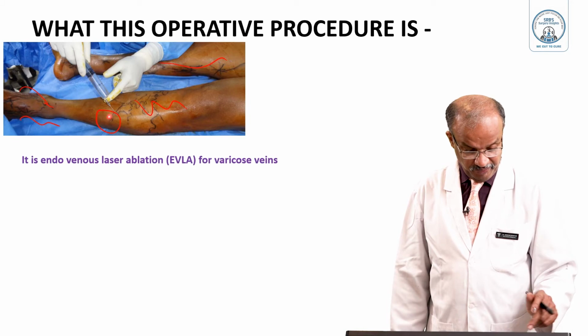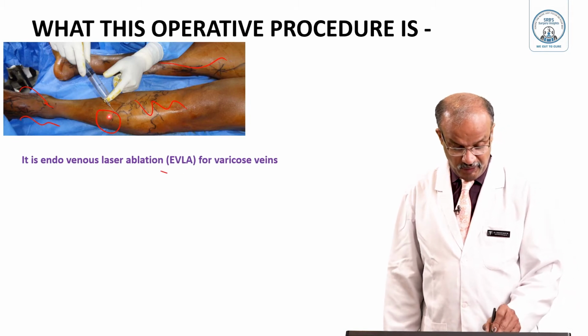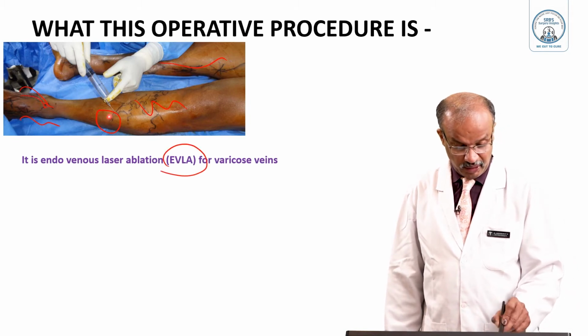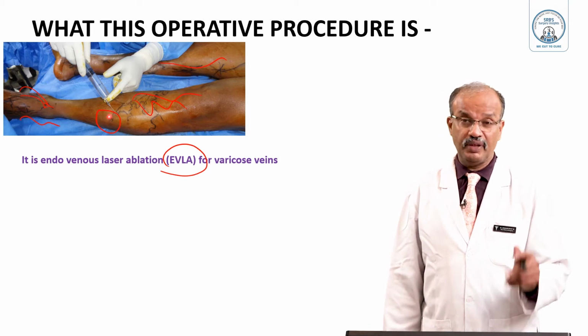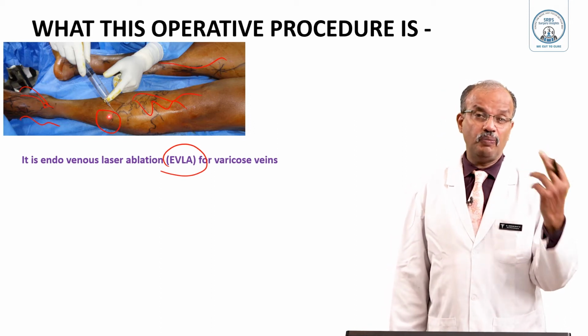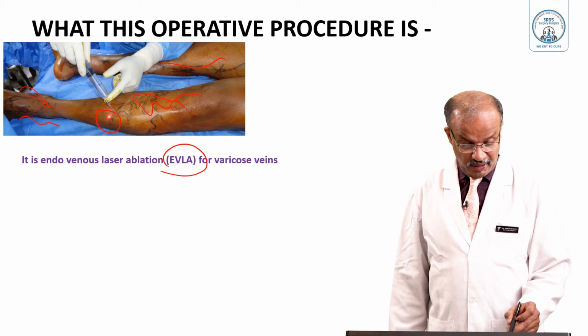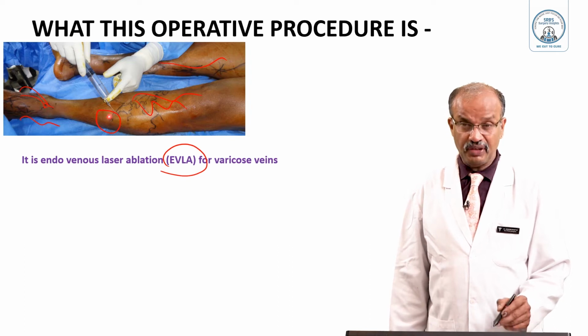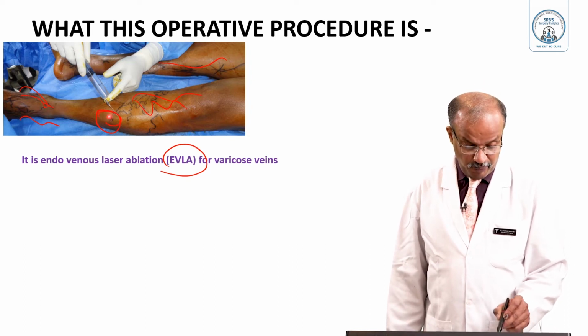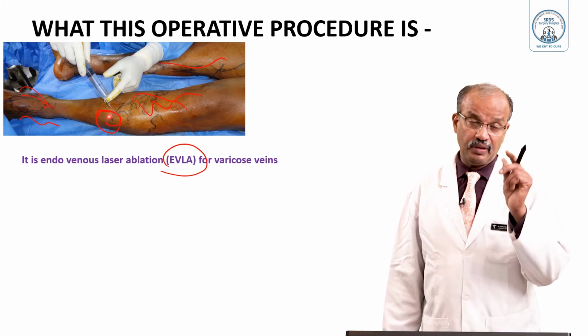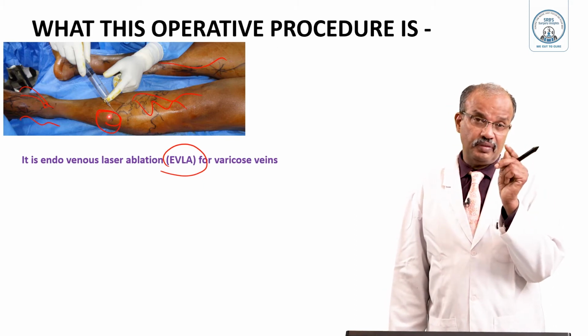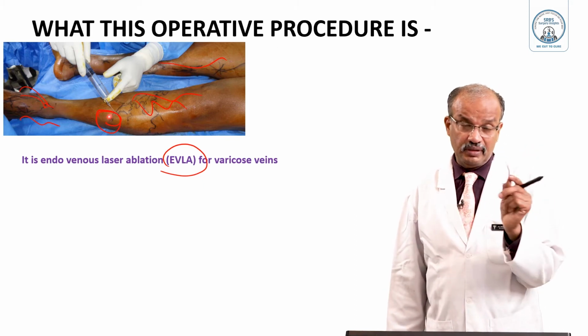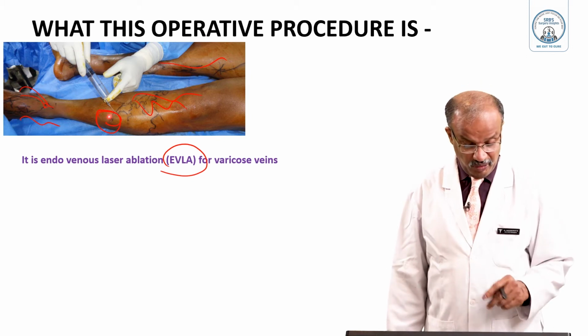So this is endovenous laser ablation, EVLA, for varicose veins. The veins are marked, mapped using the Doppler, and this is the injection of the tumescent anesthesia. It's a laser fiber tip here. The laser is fired for every 3 millimeters for 3 seconds.